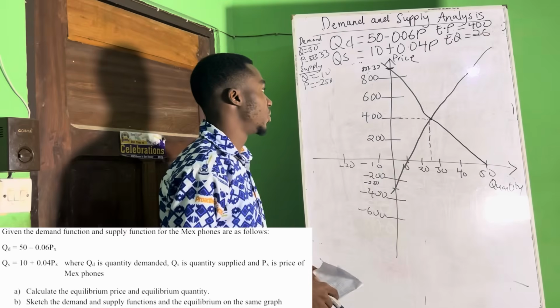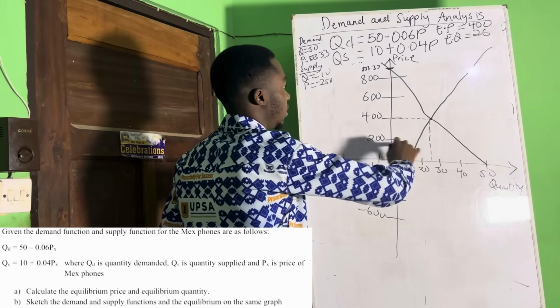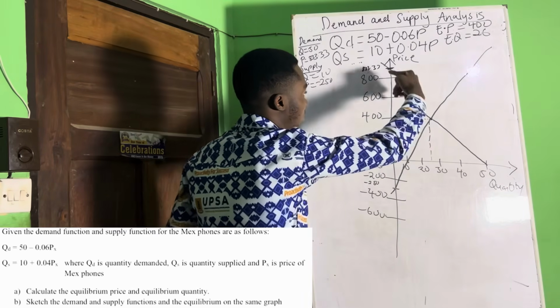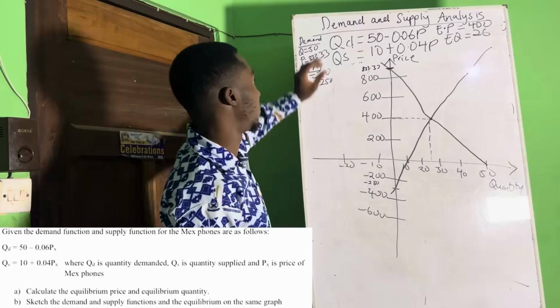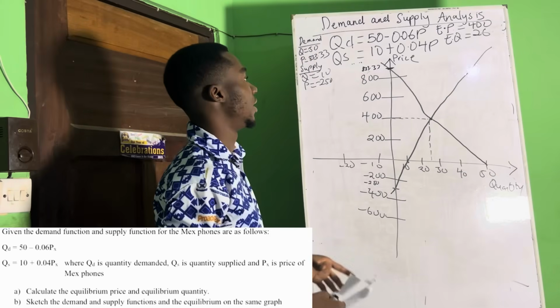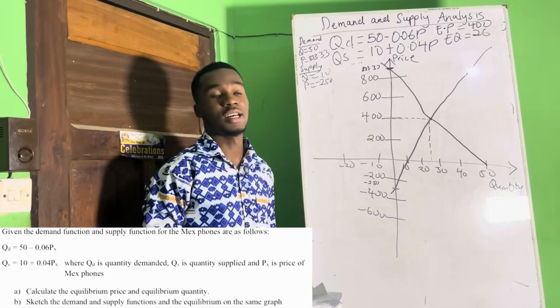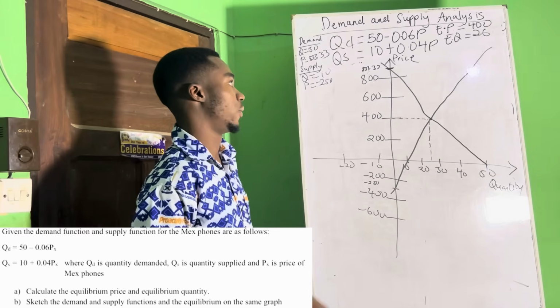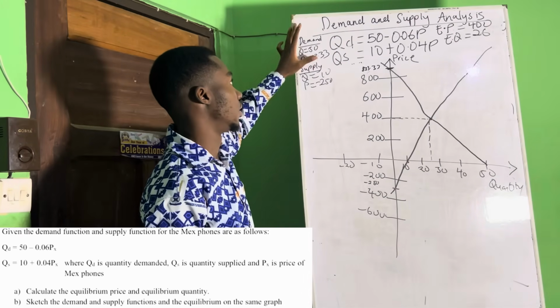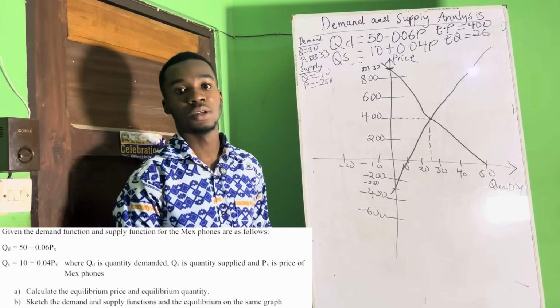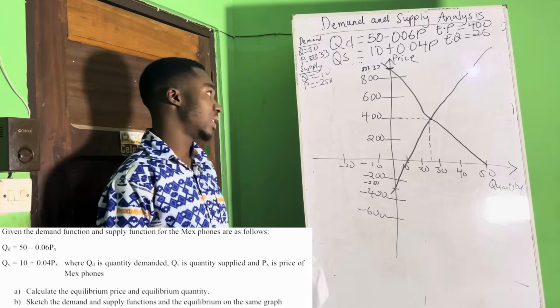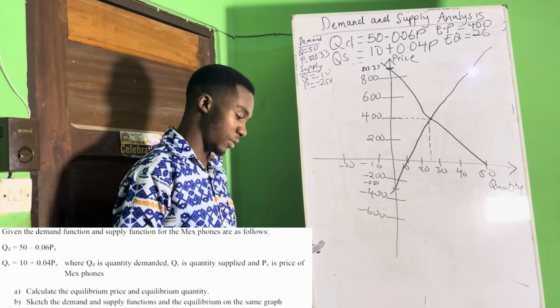Sometimes they might allow you to just draw the equilibrium price and quantity and rule the line. That means you did not find the values for the demand and the supply, but then you might not be marked correct. That's why it's good to play it safe by finding the values for the demand and the supply as well. All right, so now we are done sketching the graph for the B.